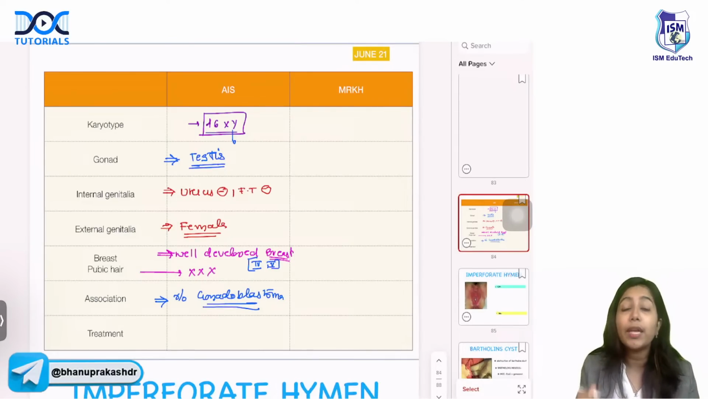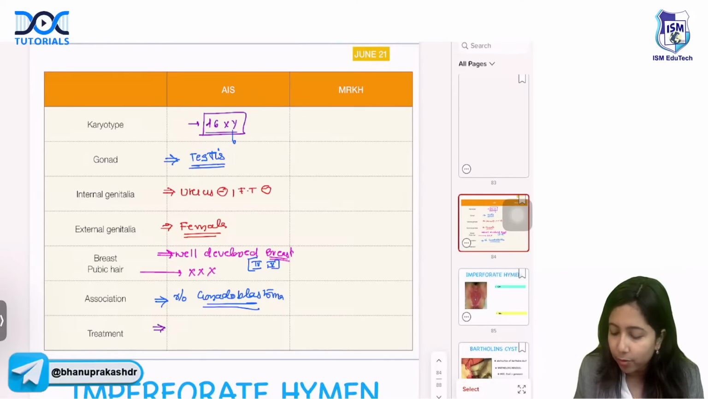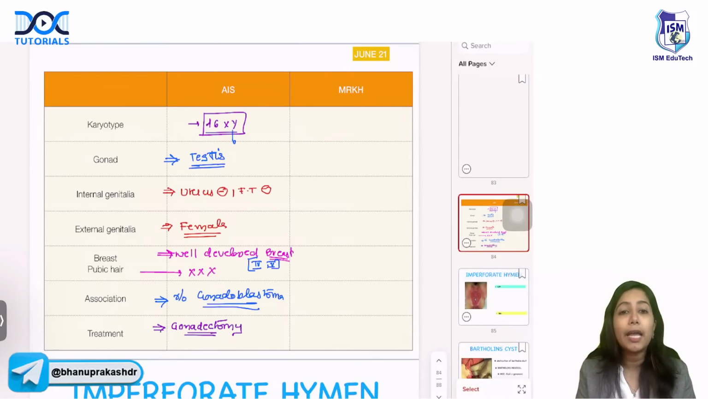That is why we have to remove these dysgenetic gonads. So what has to be done? We have to do a gonadectomy. When is this gonadectomy done? Gonadectomy is done at the time of puberty, after the secondary sexual characters are completed.